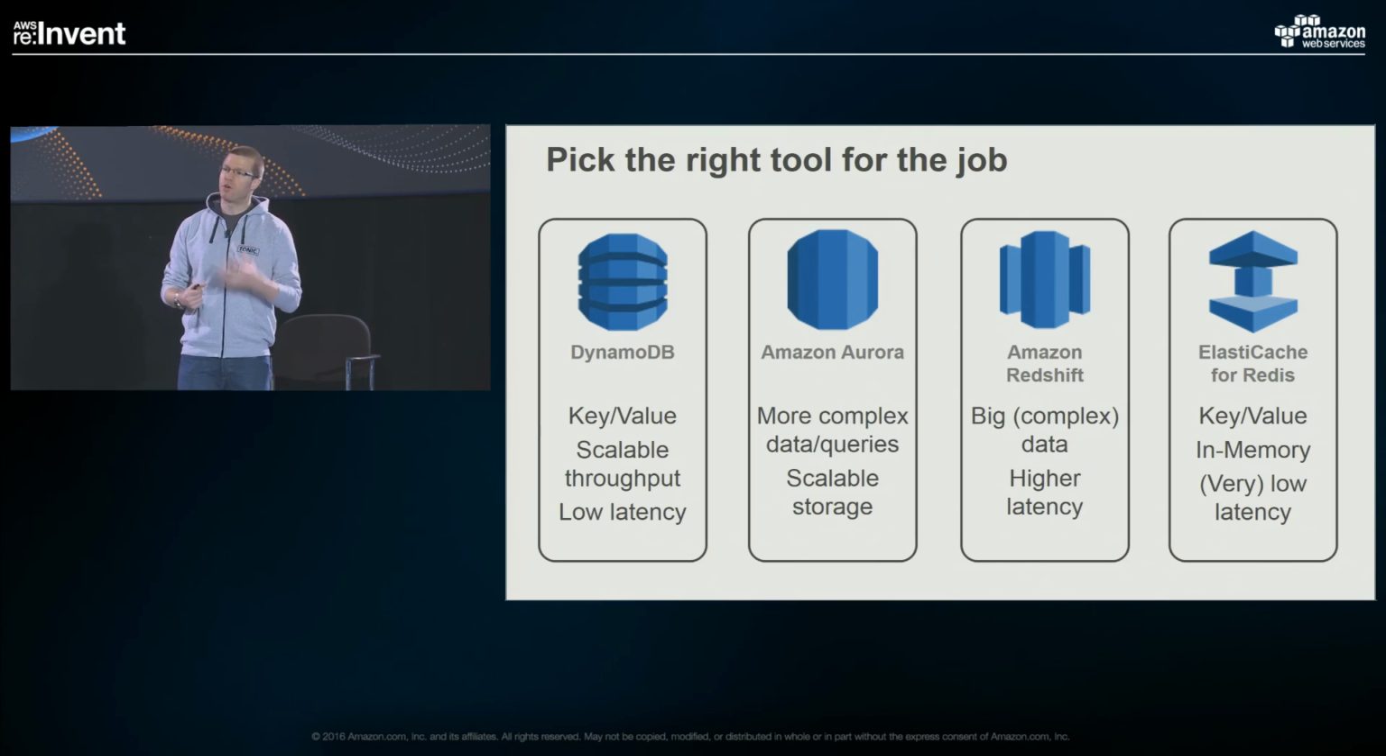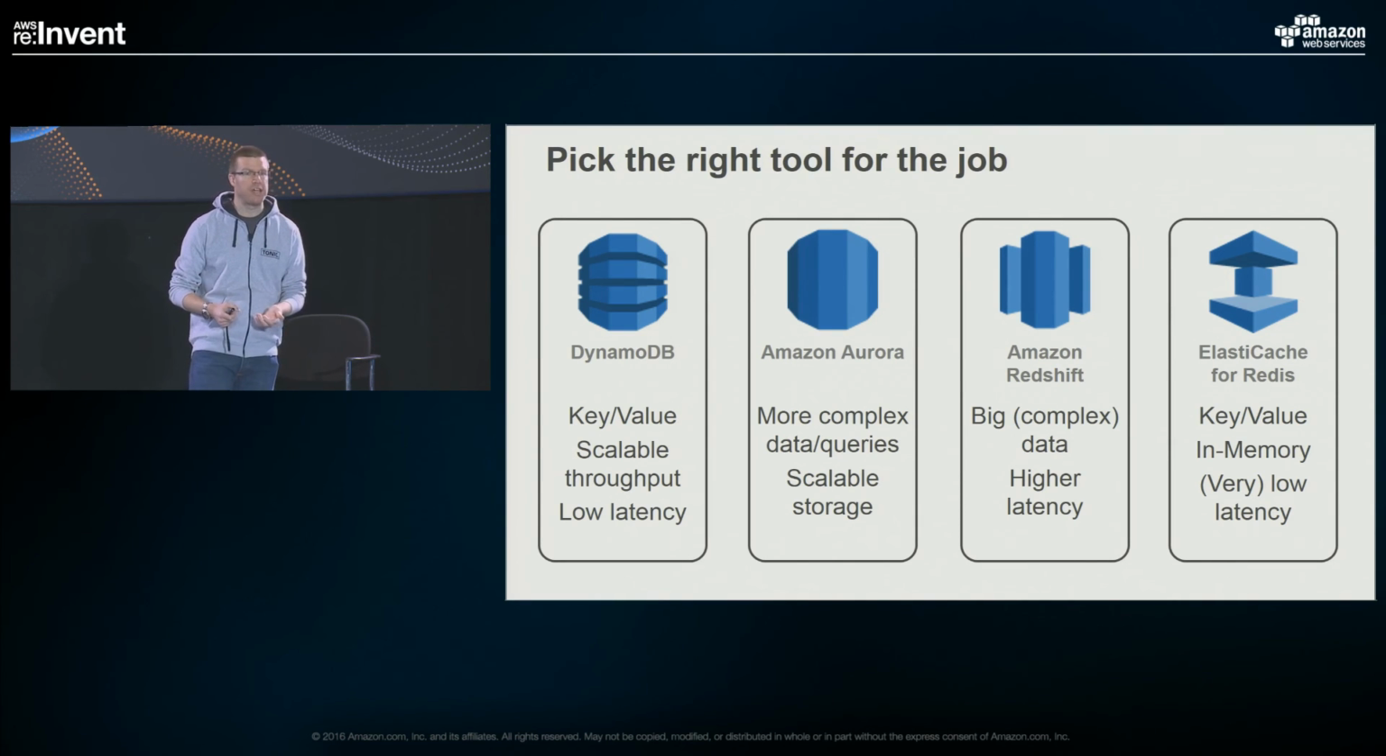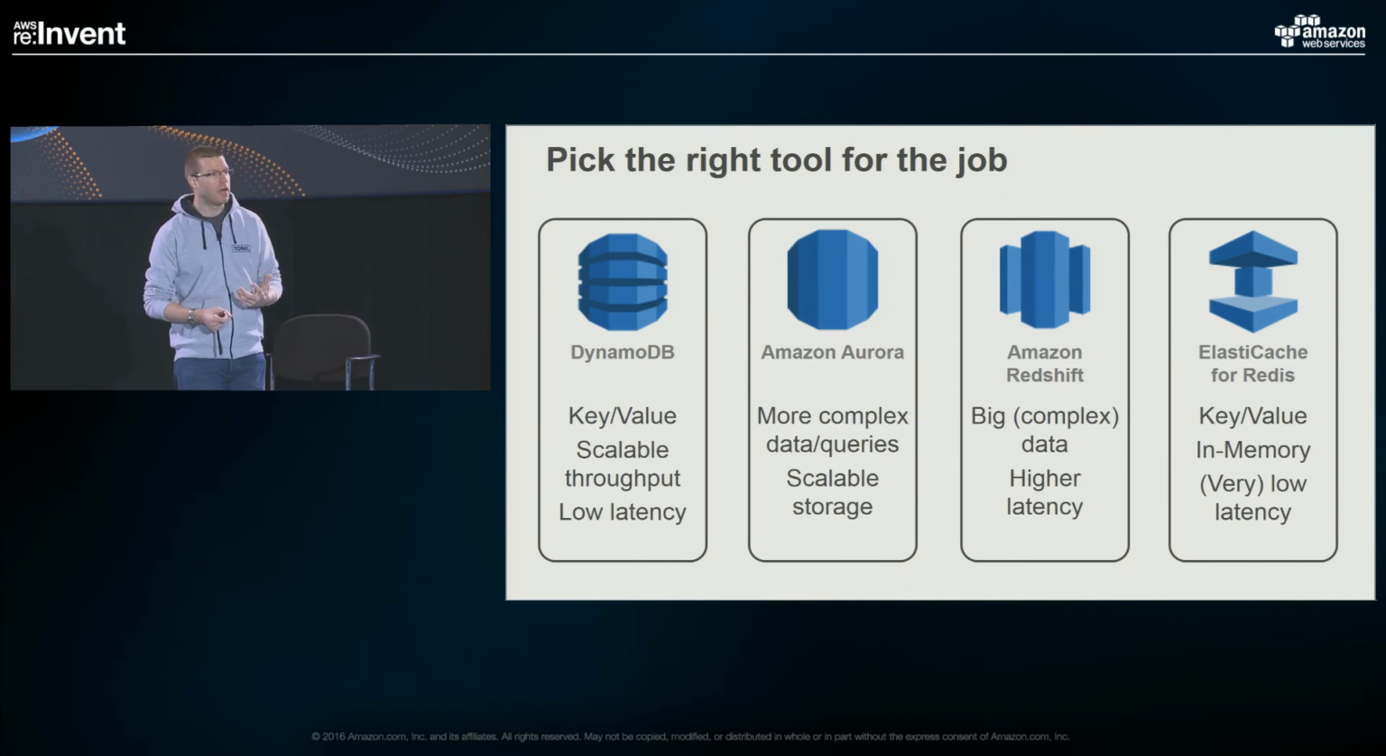Then think about Amazon Aurora. MySQL, now additional PostgreSQL. So if you have more complex data or queries, relational data, think about using Amazon Aurora. Why not? You may think, yeah, but I have my MySQL database already running. But what are you doing if the EBS volumes you're running on are full? Then somebody has to increase the EBS volumes. Amazon Aurora does that automatically.